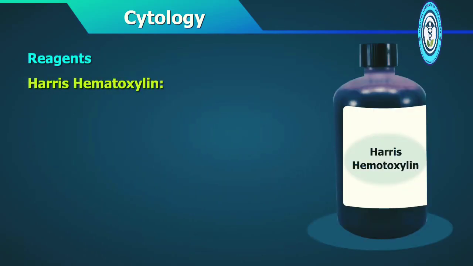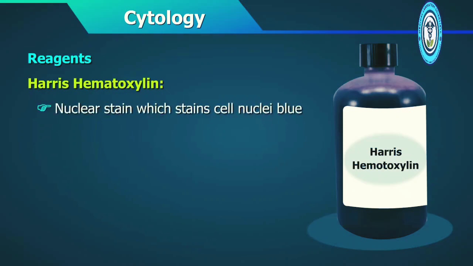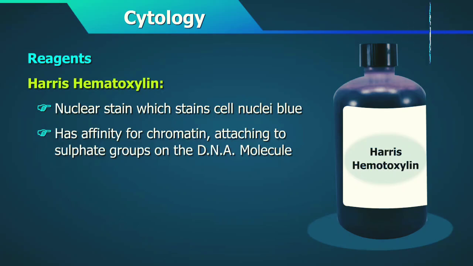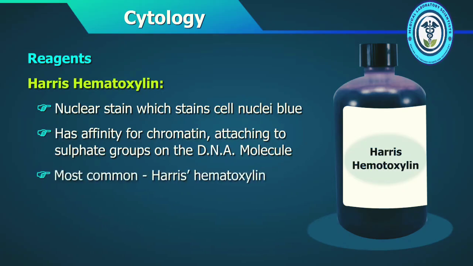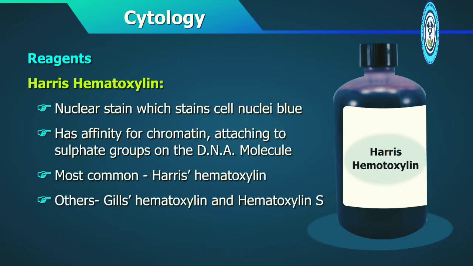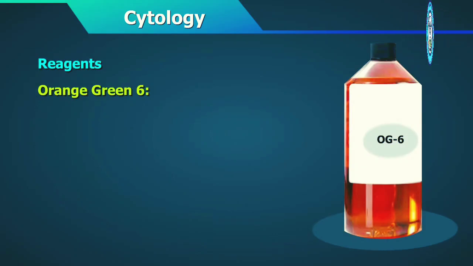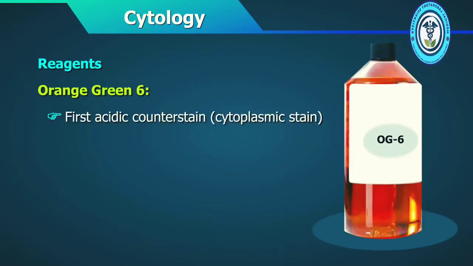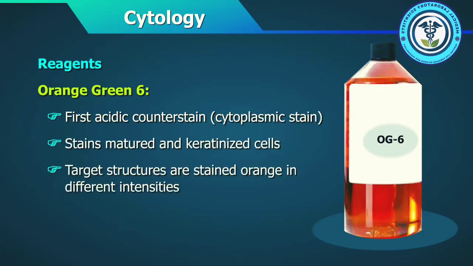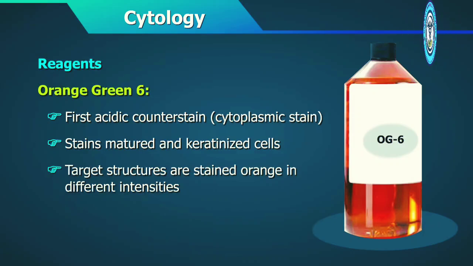Harris hematoxylin. Natural dye hematoxylin is the nuclear stain which stains cell nuclei blue. It has affinity for chromatin, attaching to the sulfate groups on the DNA molecule. Harris hematoxylin is the commonest, the others being Gill's hematoxylin and hematoxylin S. Orange G 6. This is the first acidic counterstain, a cytoplasmic stain, which stains matured and keratinized cells. The target structures are stained orange in different intensities.